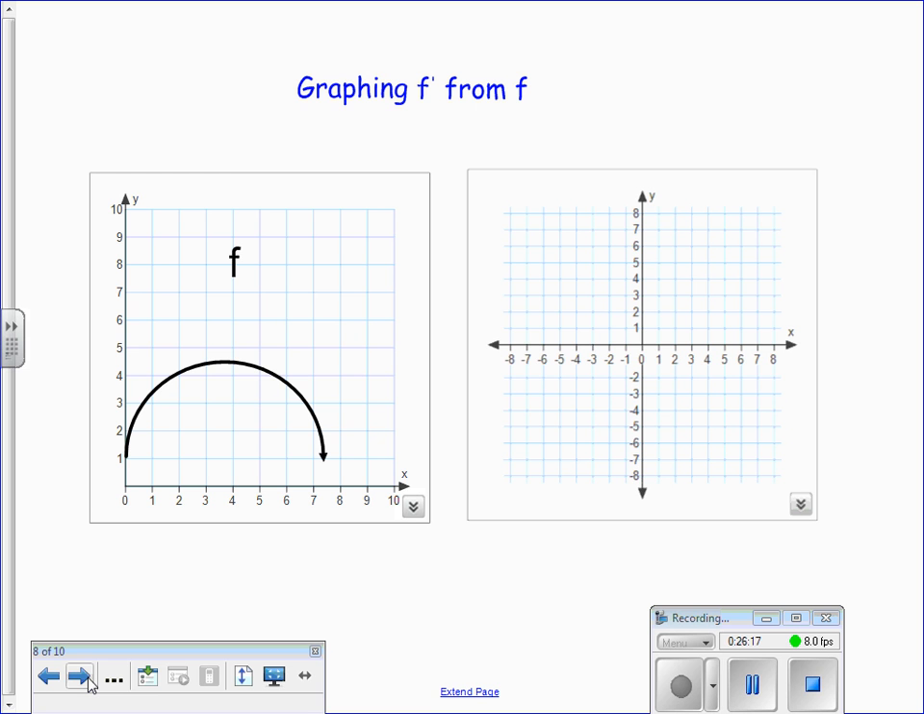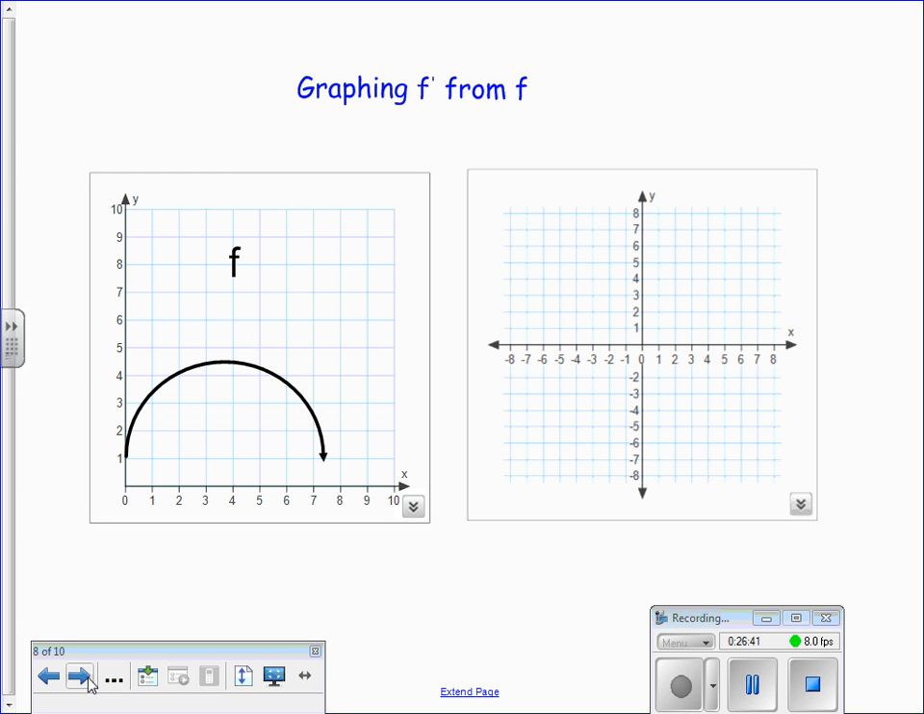Okay. Graphing f prime from f. I have a graph of my function. I do not know the equation of my function. I don't need to find the equation of f in order to find the graph of f prime. Not nearly as hard as it sounds. However, this is something we're going to be working with an awful lot.